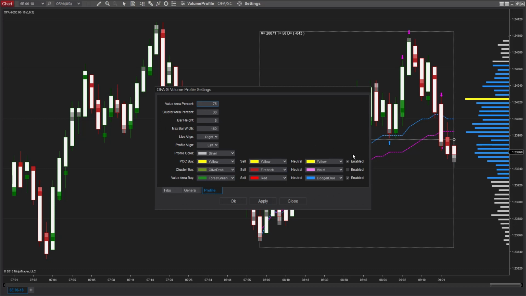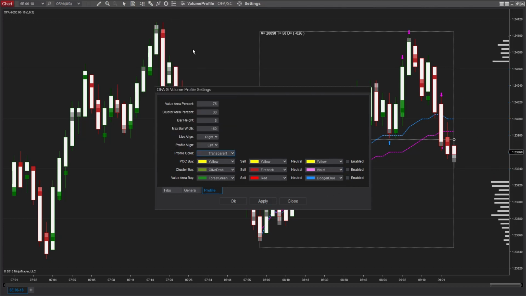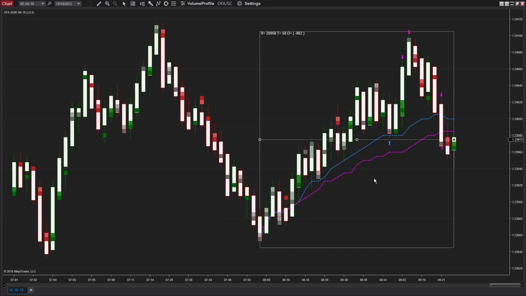So I'm showing right now the point of control and the value area. But what I'm going to do also is just remove the profile by changing the profile color to transparent. Now I'm going to click apply, and that's going to save the swing profile, which is what I drew this with, to those defaults. So now anytime I draw a swing profile, it's just going to show me that little bit of information and nothing else. Just really looking at these two lines. Okay? And that will be very helpful in taking a very simple approach to this.